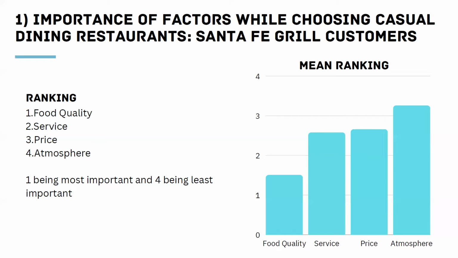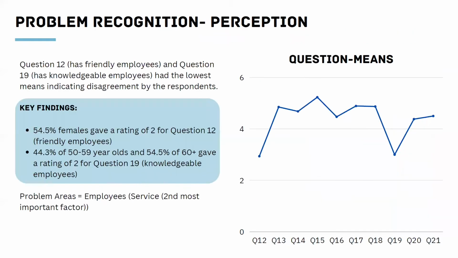How did we conclude this? We looked at the mean rankings. As you can see in the graph on the right hand side, which is a bar chart, food quality had a mean ranking of 1.5 and atmosphere had the highest, which was a bit above 3, which shows that it was the least important factor considered by Santa Fe Grill customers. So we know that this is what the customers are actually looking at when they choose a casual dining restaurant.